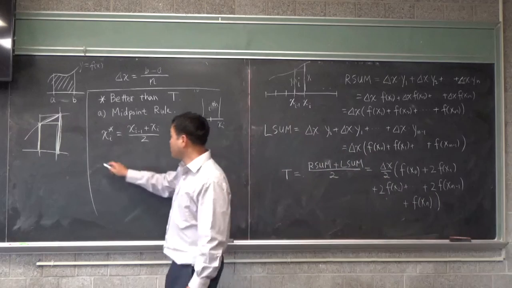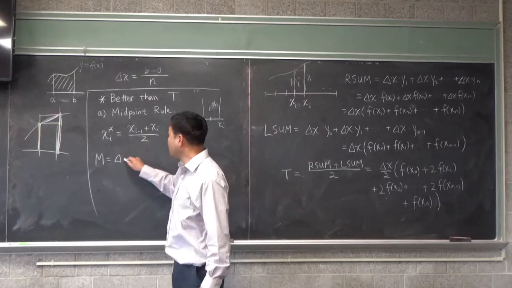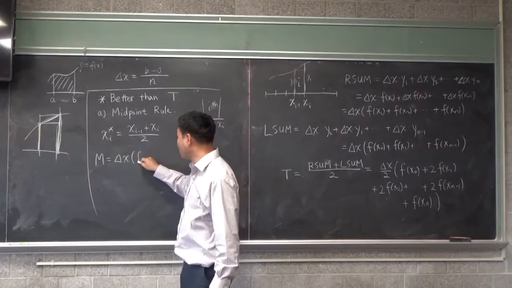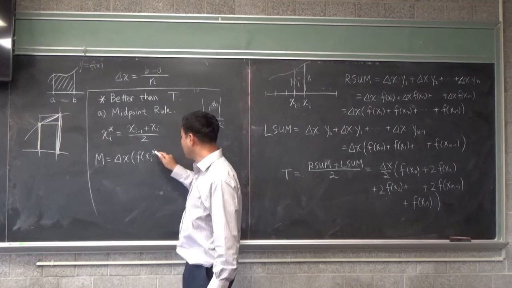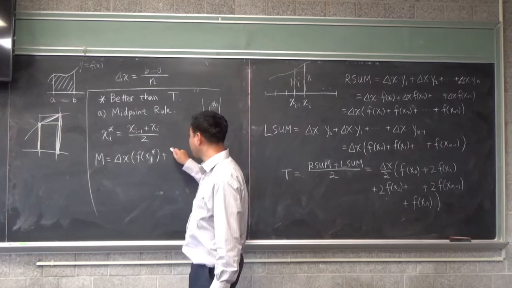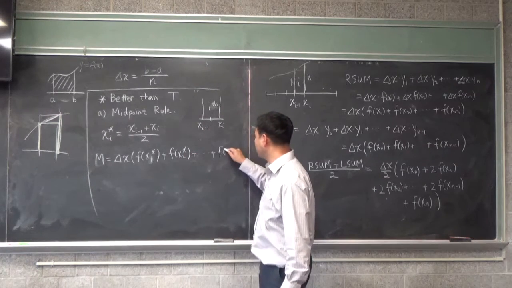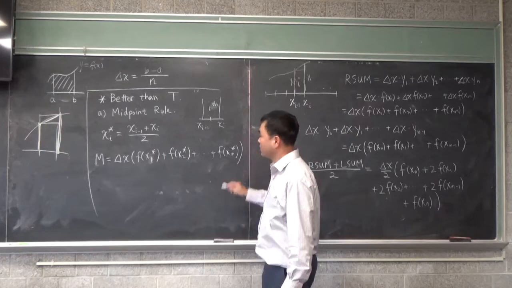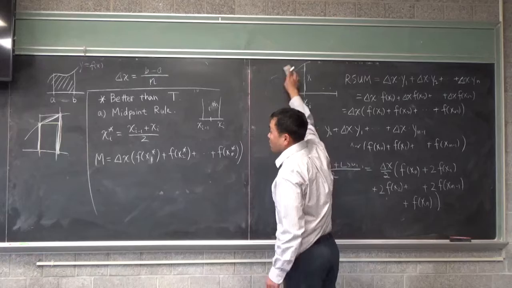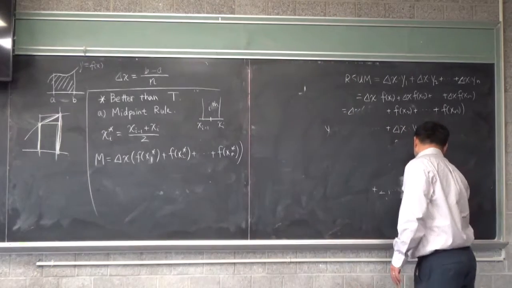Then the midpoint rule looks exactly like these, except that instead of evaluating the function at either the left endpoint or the right endpoint, we evaluate at these midpoints. So that's going to have half the error of trapezoidal. You can prove it mathematically. So that's better.